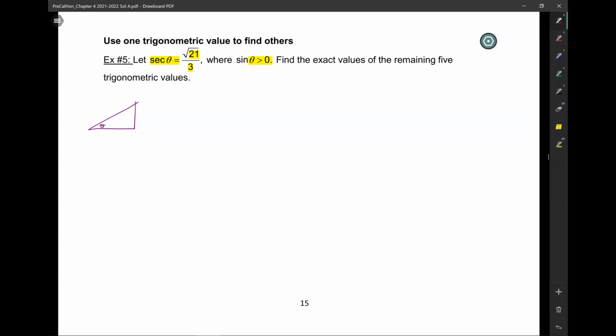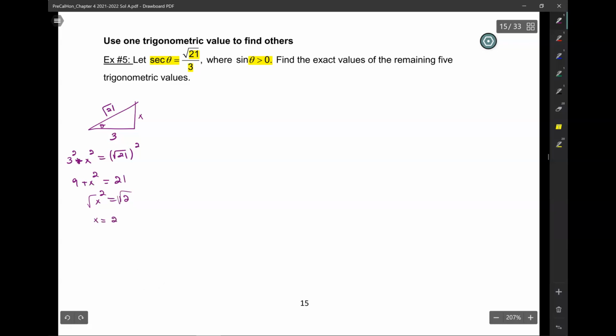So where would these angles go here? Root 21 would be the hypotenuse, and then 3 would be here. And so this side here, x: 3 squared plus x squared is equal to root 21 squared. So 9 plus x squared is 21, sorry. Subtract a 9, x squared is equal to 12. Take a square root. X is root 12, which is 2 root 3.